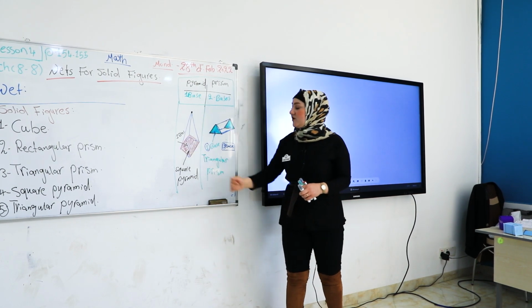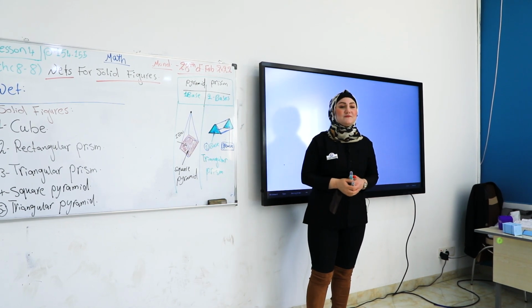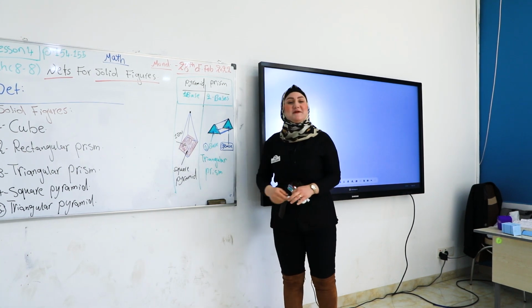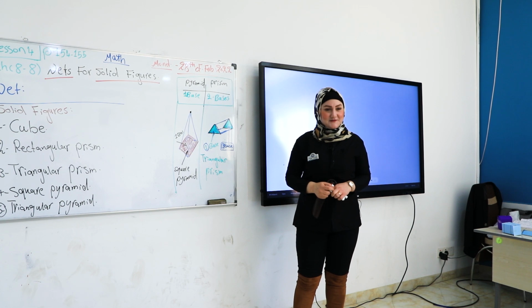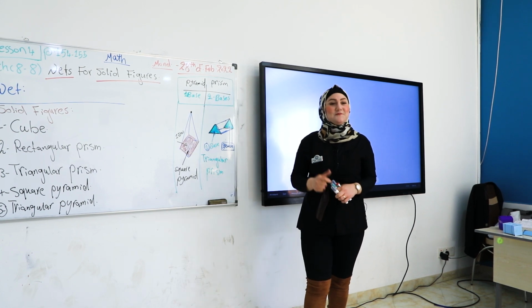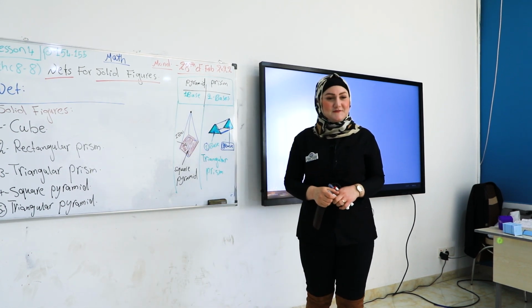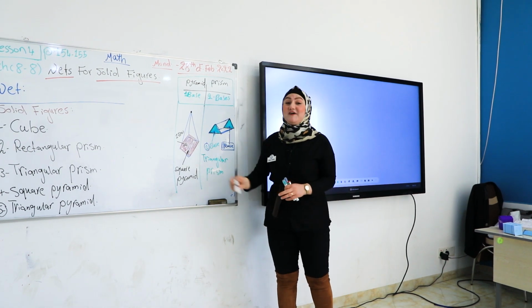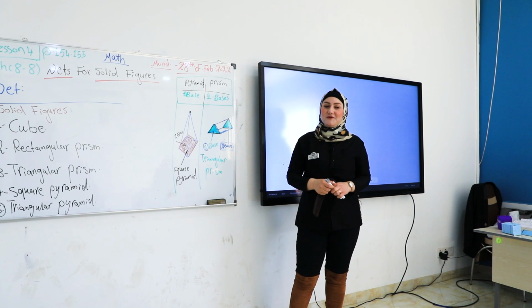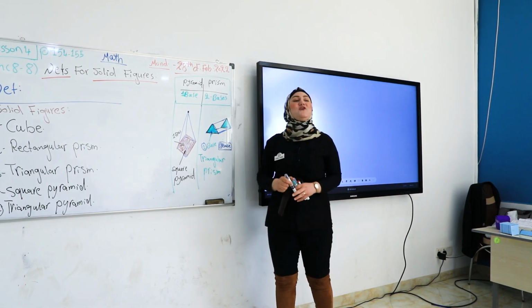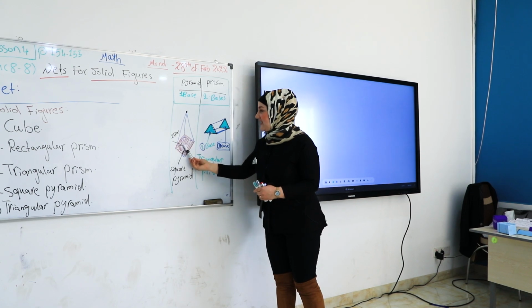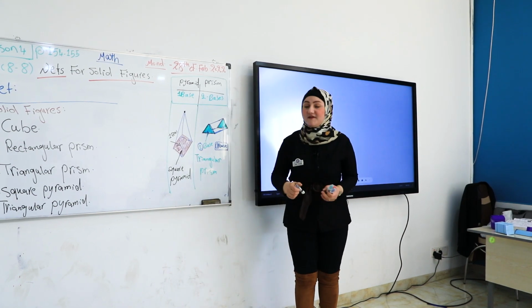Why could it be called a square pyramid? Yes, Rose. Why is it a square pyramid? Very good. The square shape on the very bottom. How many bases could you find in here? Only 1 base. Very good. Clap for her. So we have only 1 base. That's why it could be called a pyramid.